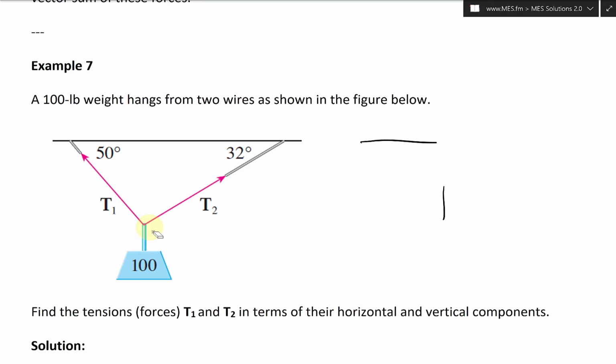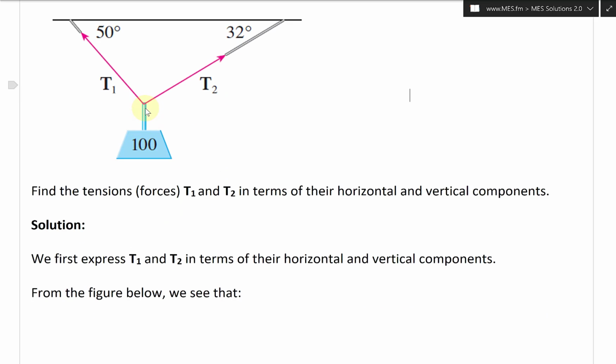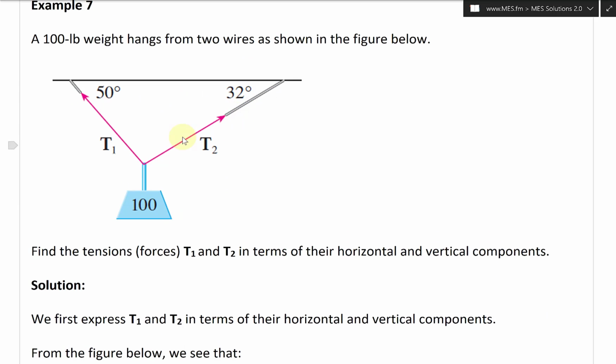So basically, just basic geometry right here. I mean, trigonometry. You can do some trigonometry to see the horizontal and vertical components and so on. And we will get to that. So here we have T1 at this 50-degree angle, and the tension T2 in this cable is at a 32-degree angle there, and there's a 100-pound weight being held up by these 2 cables or wires.